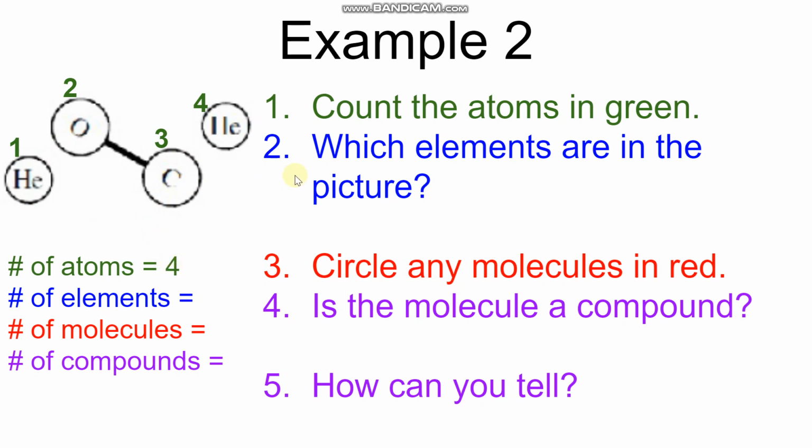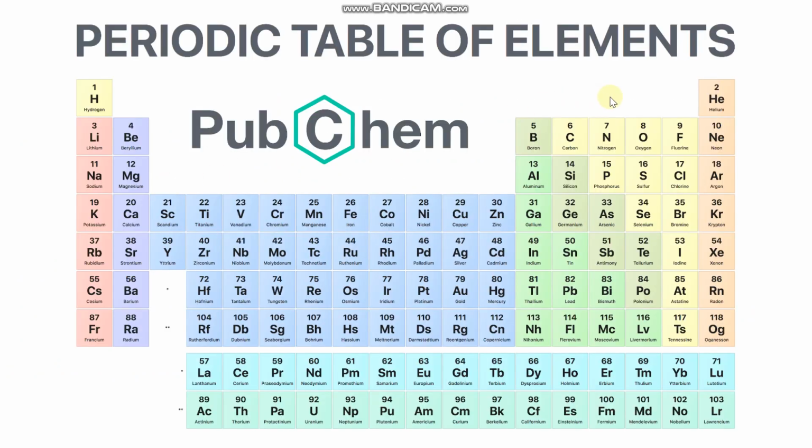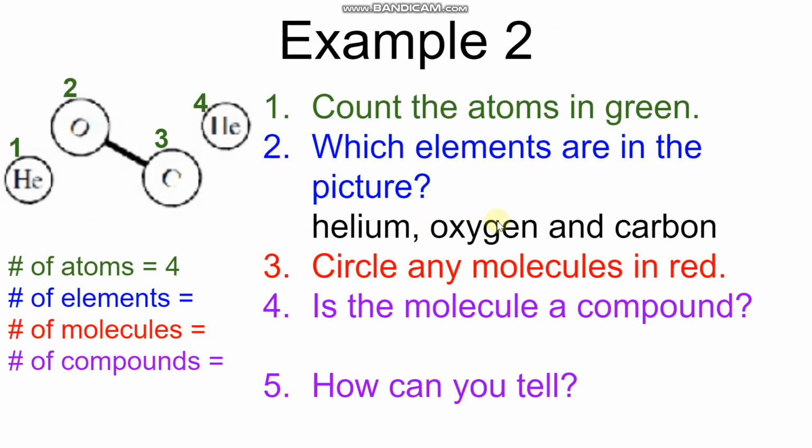So which elements are in the picture? So we're going to need our periodic table again. We've got He, O, and C. So He is helium, O is oxygen, C is carbon. So we're going to write down helium, oxygen, and carbon. All right, and so that's 1, 2, 3 elements. So we're going to put 3 there. Okay, number of molecules. So we're going to circle any molecules in red first. Sorry, I forgot about this step.